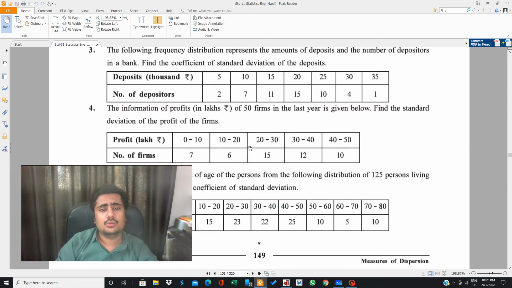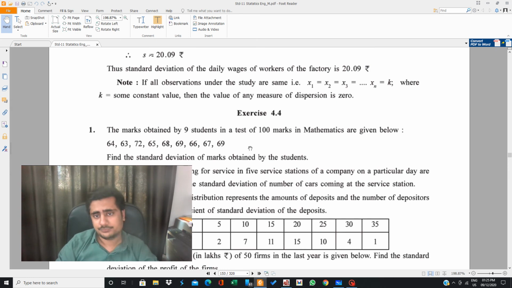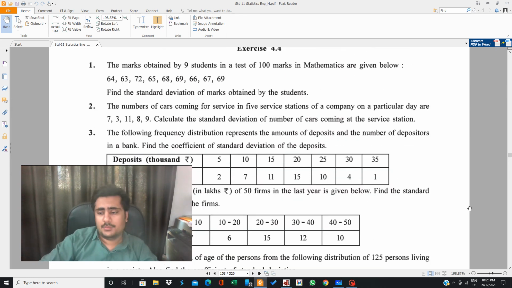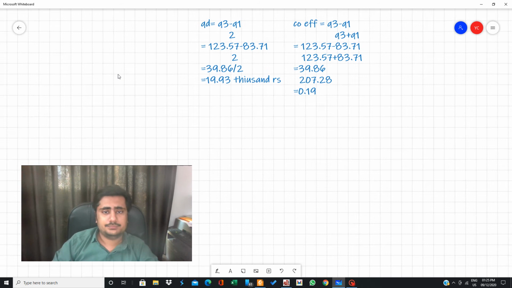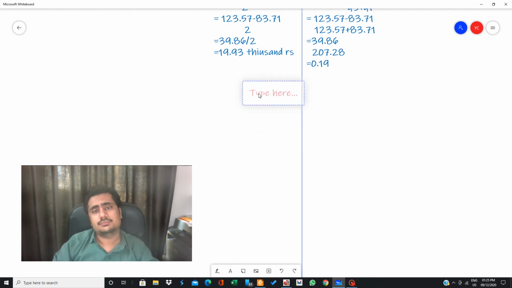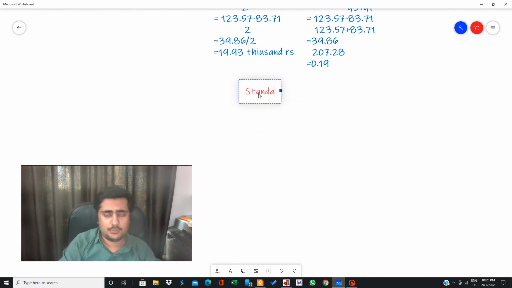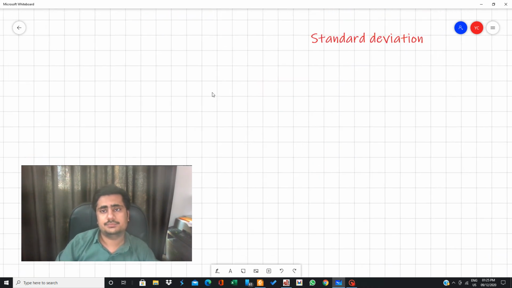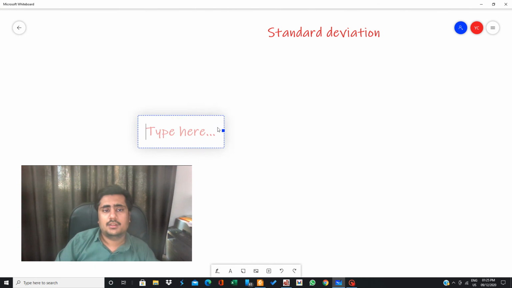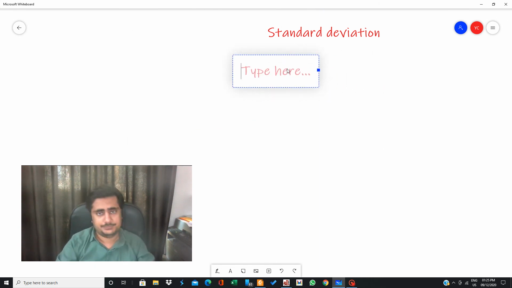I'll teach you how to solve the standard deviation. First, we will be writing the formulas. So let's write. You have to take out your book, pen, pencil, and calculator with you. So my topic is standard deviation. Now, what are the formulas for standard deviation?